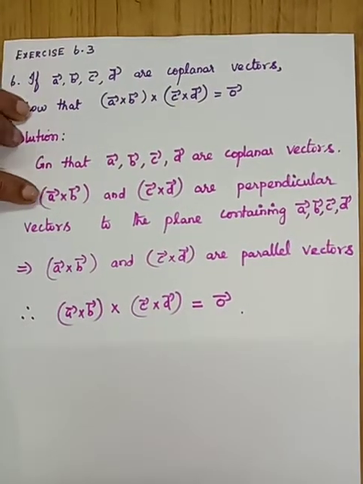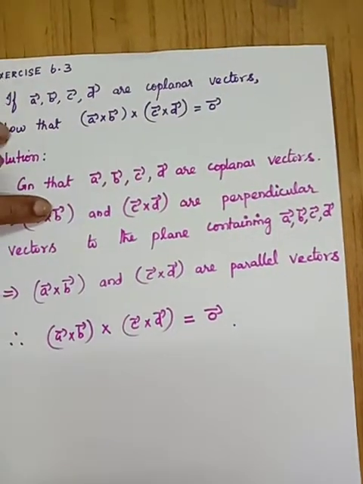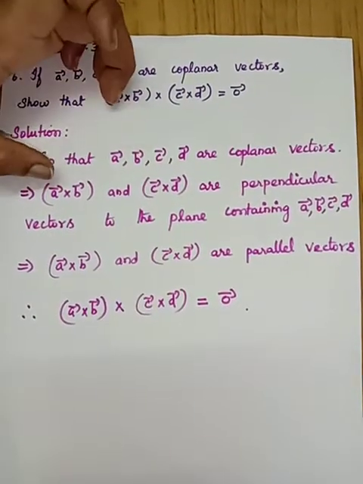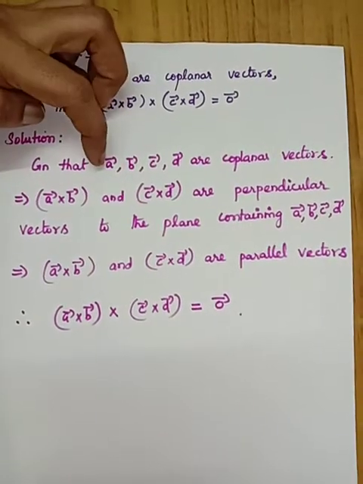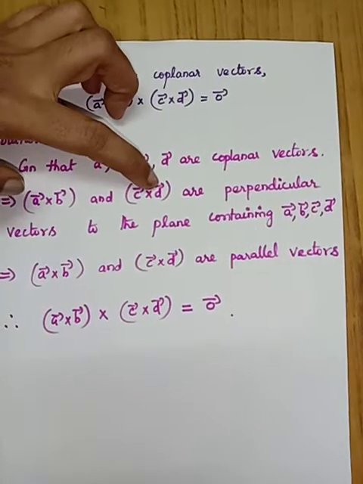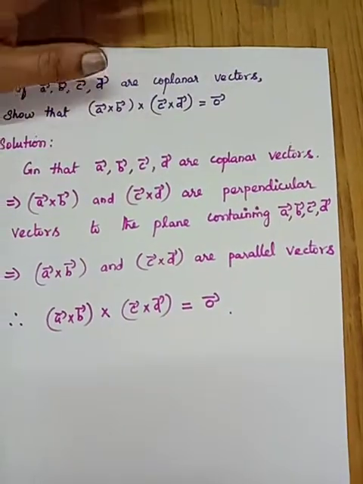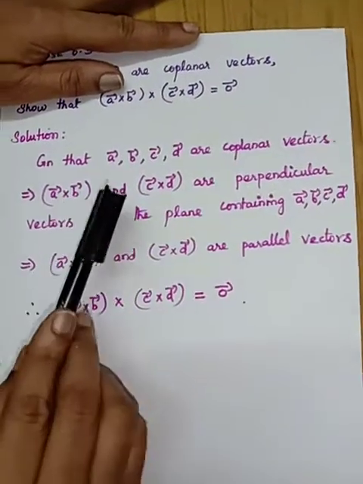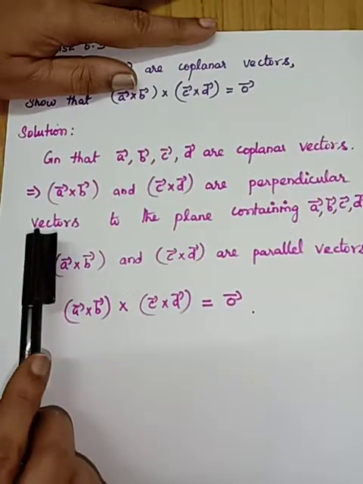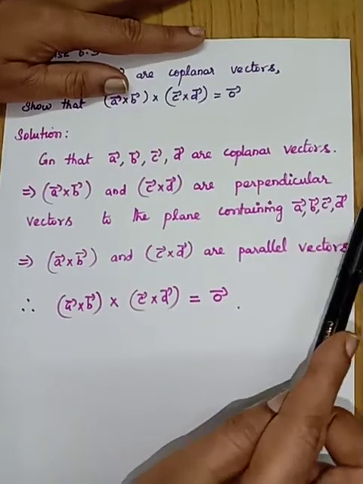Okay, so how is your A vector cross B vector? If you take the cross product between 2 vectors, that vector is perpendicular to A vector and B vector. Next, how is your C vector cross D vector? This vector is perpendicular to C vector and D vector. So that's why A vector cross B vector and C vector cross D vector, both the vectors are perpendicular to the plane containing A vector, B vector, C vector and D vector.